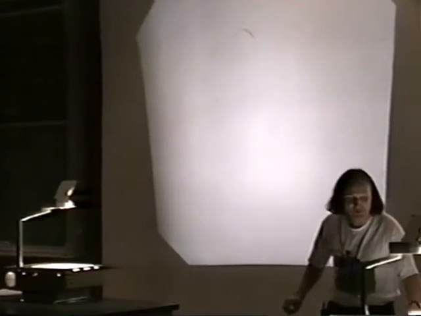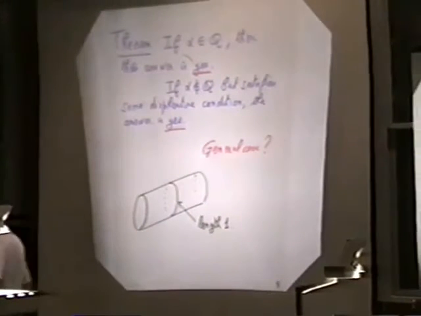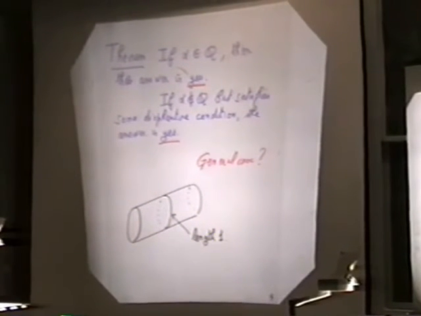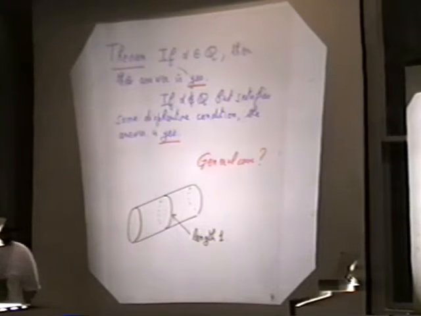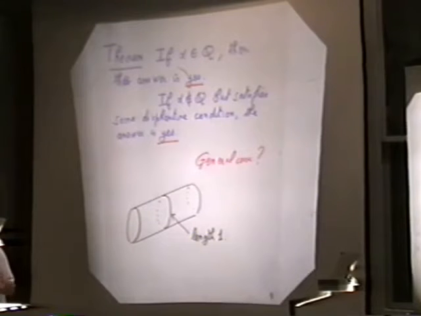It looks simple, but let me explain the few things I can do on this problem. But I can show the following. If one of the two numbers, alpha and beta, is rational, no problem, the answer is yes. If one of the two numbers, alpha or beta, is irrational, but satisfies some suitable Diophantine condition, then the answer is yes. So this is not difficult. I'm not going to prove it, but this is not difficult. I just want to give you an idea of why this is true when alpha is rational.